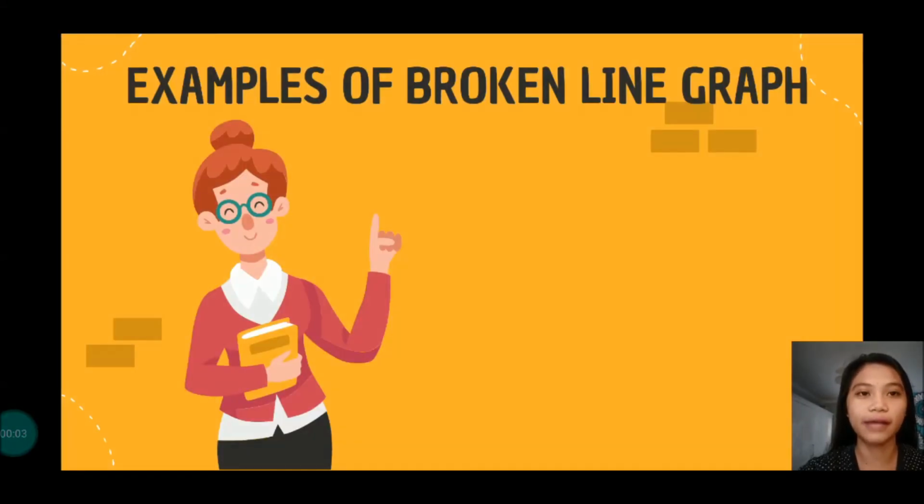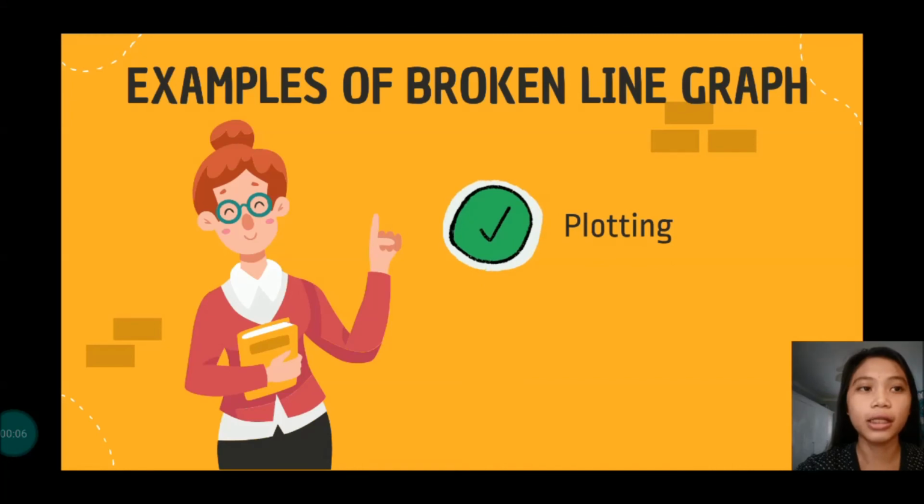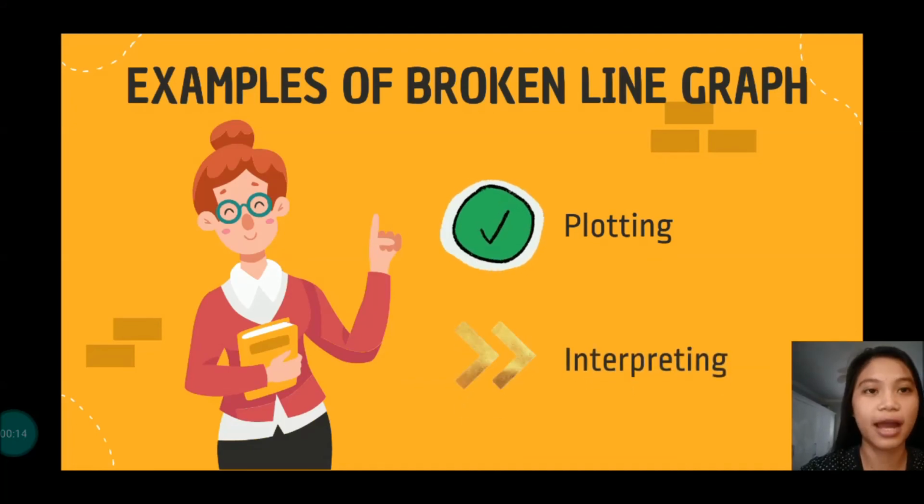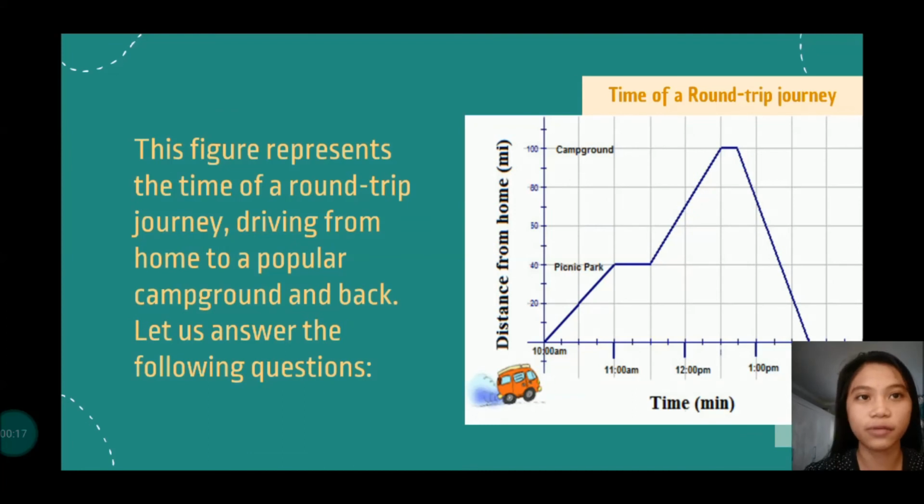Examples of broken line graph. Now that we have already learned how to plot the points on a broken line graph, let us now proceed to the next part, which is the interpretation of these graphs. So this slide here shows a figure that represents the time of a round-trip journey driving from home to a popular campground and back. Before we answer questions, let us first identify the parts of this graph. In the x-axis, it shows the time, while the y-axis shows the distance from home, and it uses the unit miles. There are 3 places involved here: the home, picnic park, and the campground.